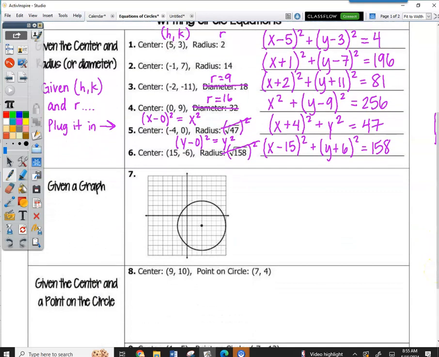Now let's practice. If I give you the graph, can you write the equation? Well, what two things do you need to write the equation of a circle? Yep, you need to know the center, which is h and k, and you need to know the radius. So everybody look at the grid. Find the coordinates of the center. Remember, you are going to pull the x coordinate first and then the y coordinate.